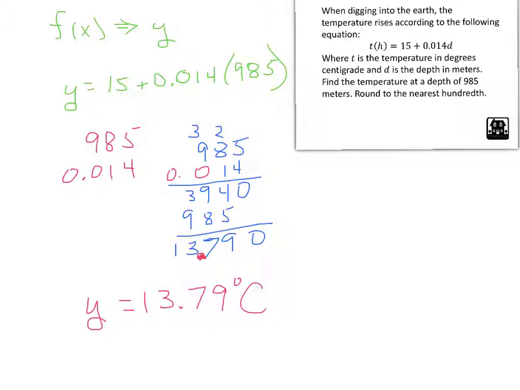Now, it tells us, and this is very important, we always need to pay attention to the little directions: round to the nearest hundredth. Are we at the nearest hundredth? Well, this is the tenth, and this is the hundredth. So yes, we are rounded correctly, so that is our answer. So our temperature is 13.79 degrees Celsius. Okay, now you can move on to Part 3 of the review.